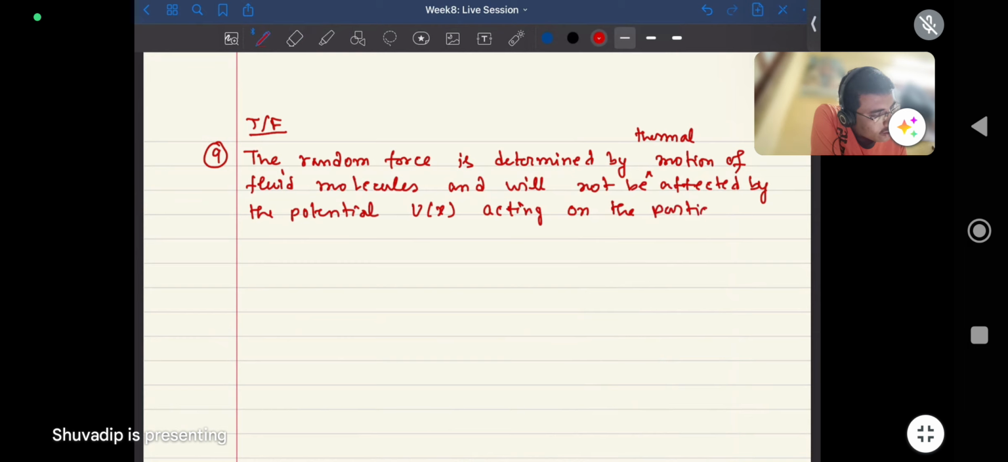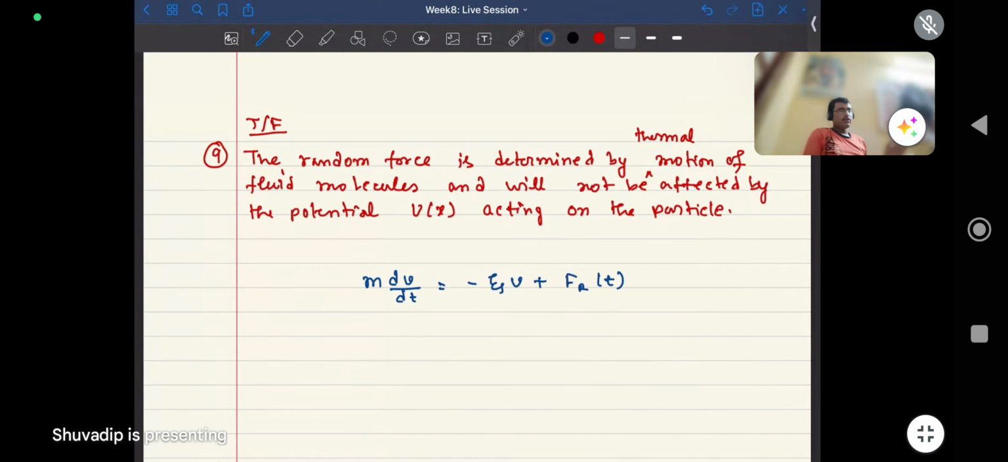Whether it is a true statement or a false statement, we have to analyze. Now, if I want to write down again, let us write down the equation of motion. So m dv/dt, the force, is equal to, we have already done, -ξv + f(t). So ξv is due to some viscous drag and f(t) is the random force.